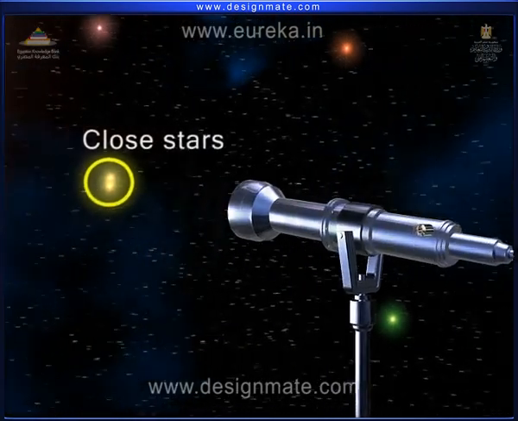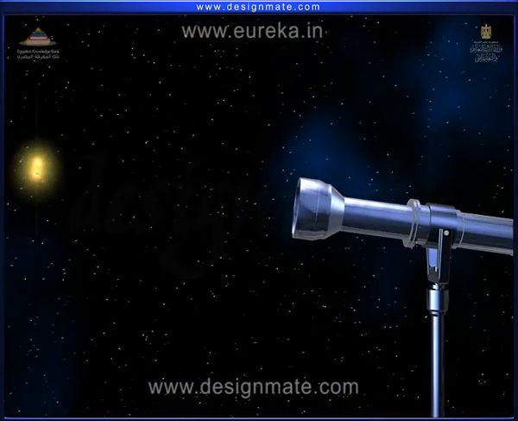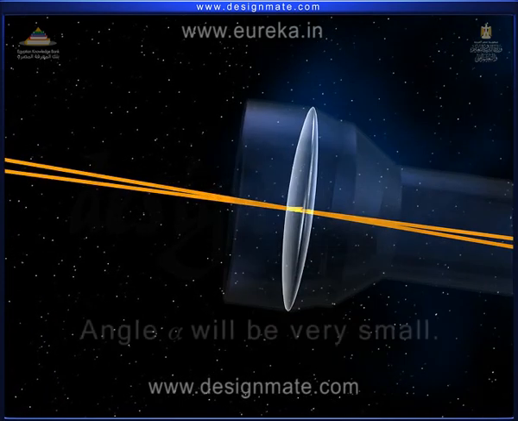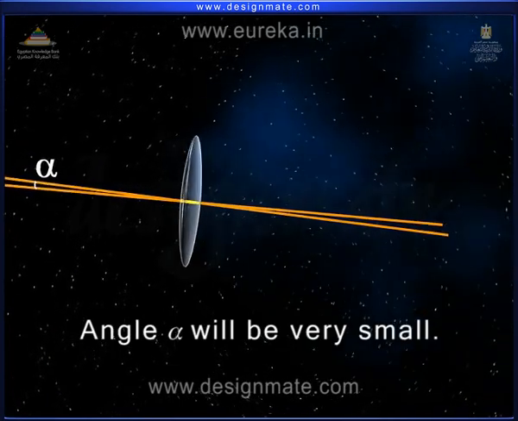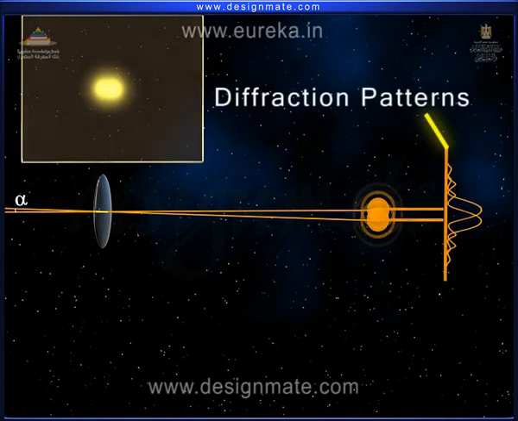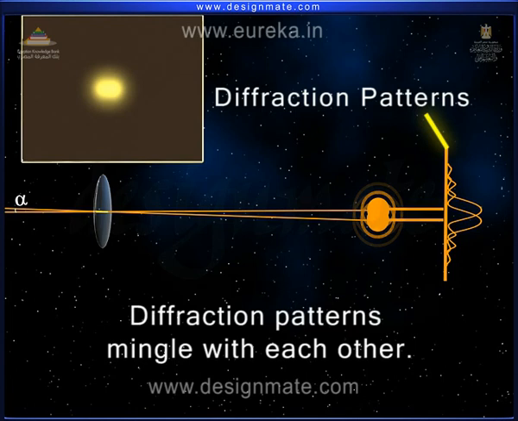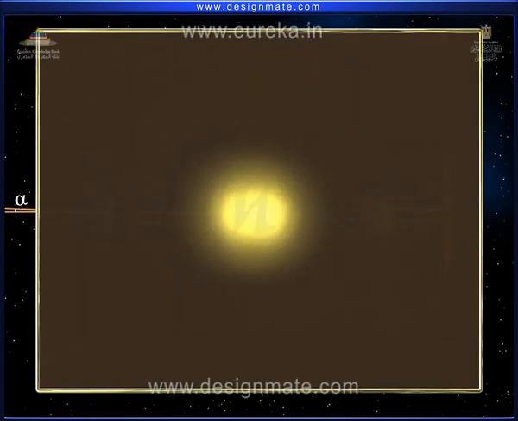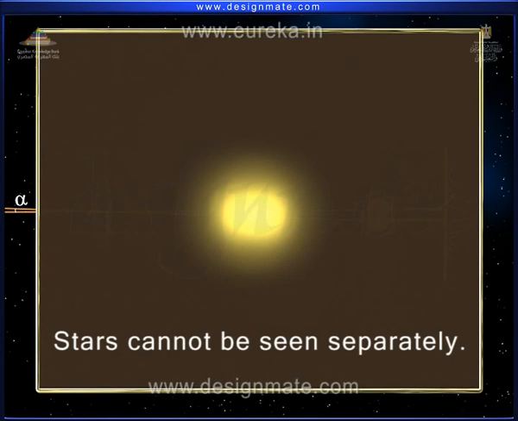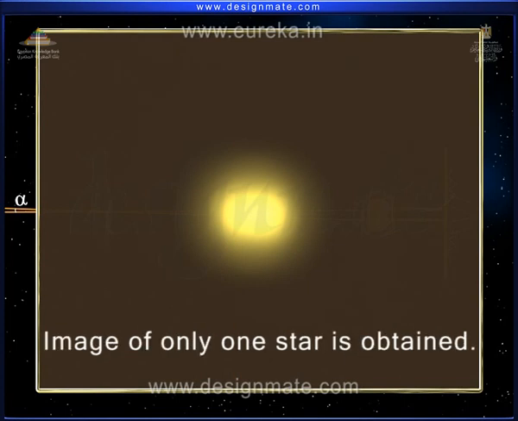But if the two stars are quite close to each other, angle alpha will be very small, and the diffraction pattern of both the stars will be so close that they mingle with each other. In this situation, both the stars cannot be seen as separate, and we find the image of only one star.